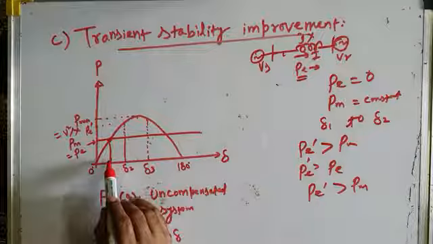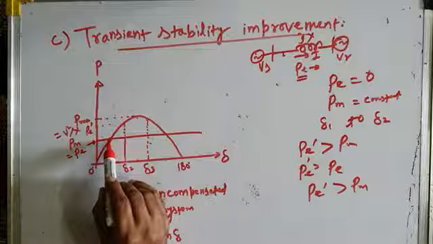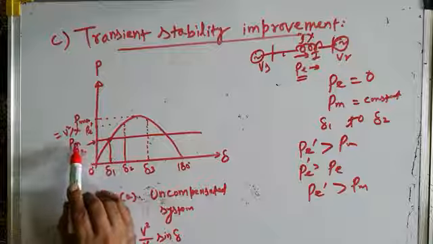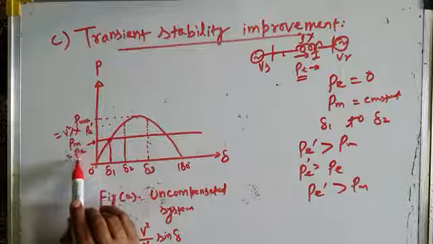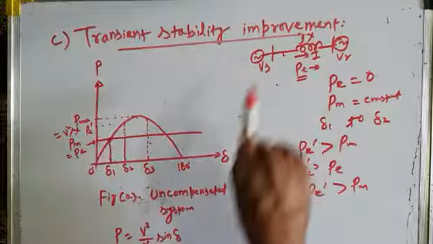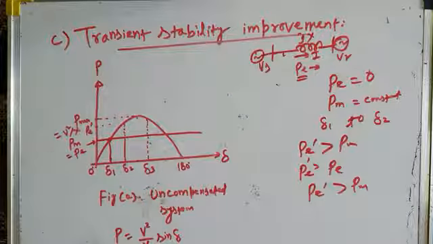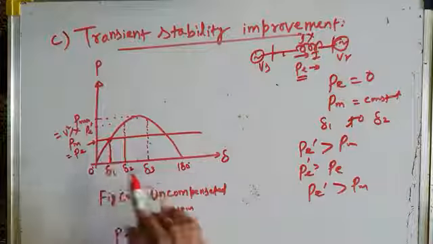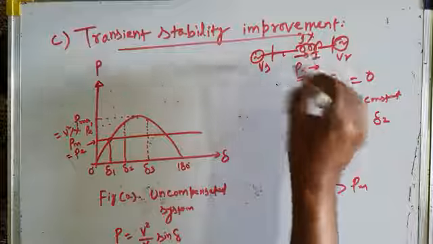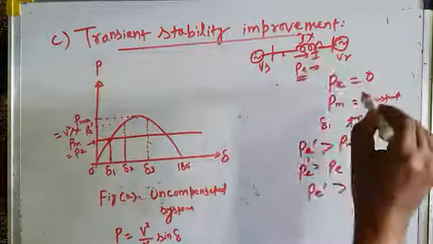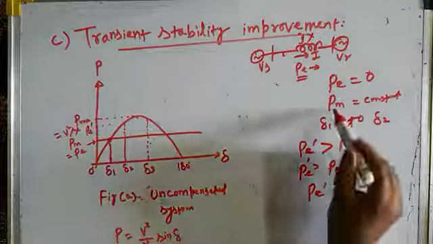Fault has occurred here. Initially, your system was operating under steady state operations where the mechanical input provided by the turbine was equal to the electrical output. PE was the power transferred over the line. Then a fault has occurred here, and the line has tripped. No power is transferred over the line. PE has become 0. PM is the same.